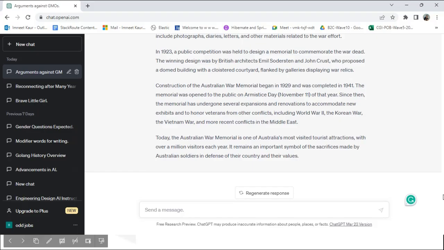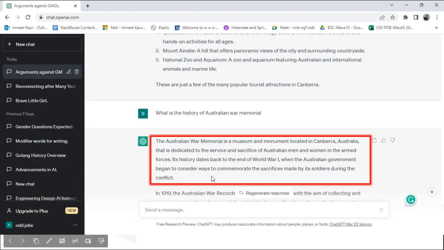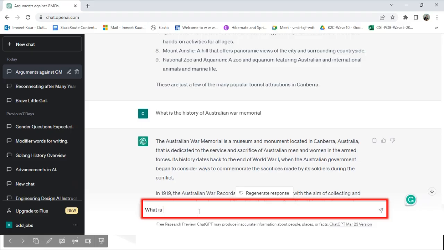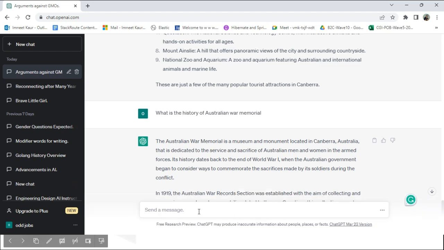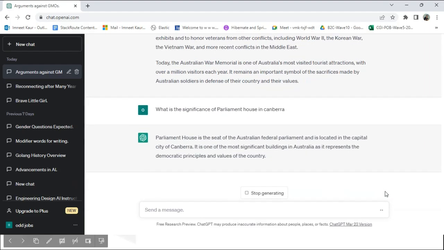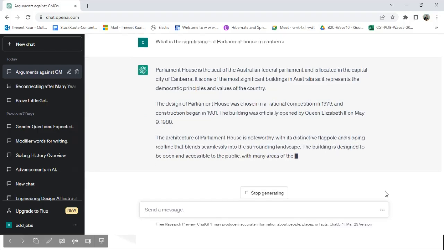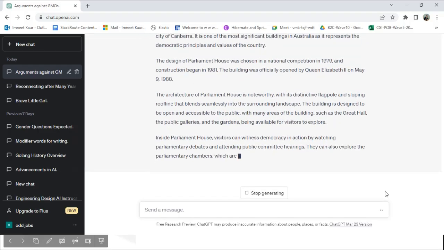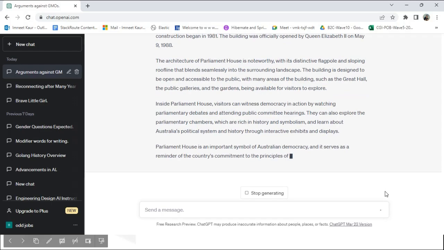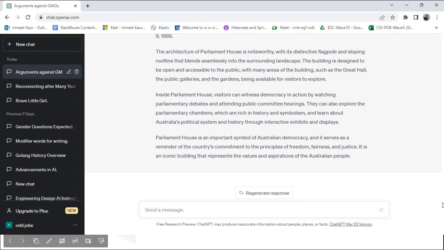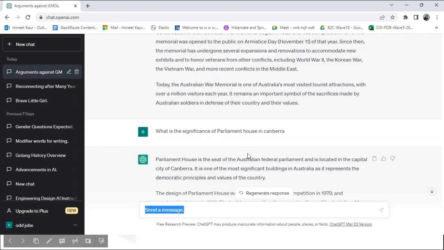So as you can see, it has given me the response for the history of Australian War Memorial. So you can read the history of this Australian War Memorial, and let's ask another final follow-up prompt. What is the significance of Parliament House in Canberra? So you can read the significance of the Parliament House.